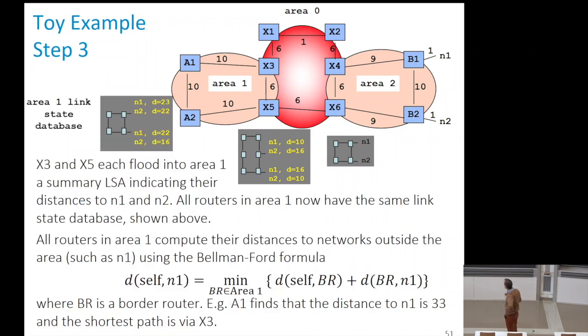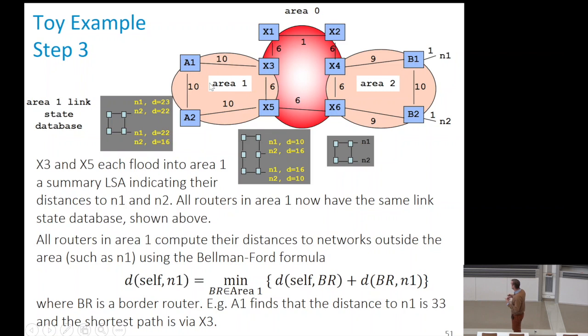Now, X3 also belongs to area 1. And X3, through this Bellman-Ford complement to the Dijkstra algorithm, knows also the distance to N1 and N2. So inside area 1, now it's recursive, the same thing that has happened before, exactly the same happens again. Now X3 knows a distance to N1, and the distance is 23.